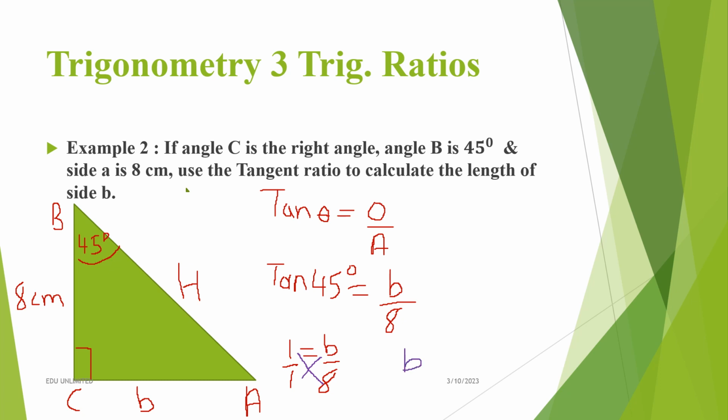Just use this arrow here. So B times 1 would be B on one side, and 8 times 1 would be 8. So the answer, the length of B, would be 8 centimeters.